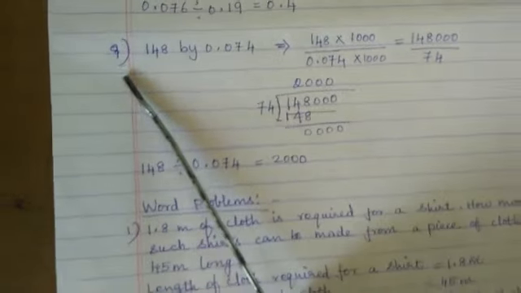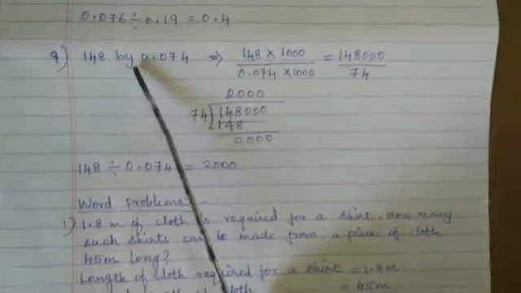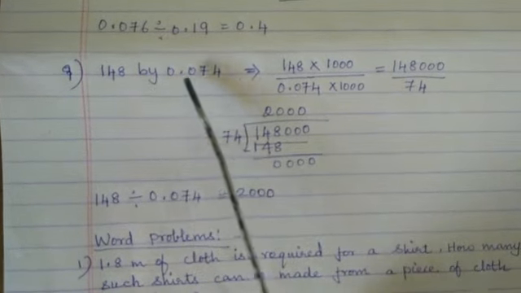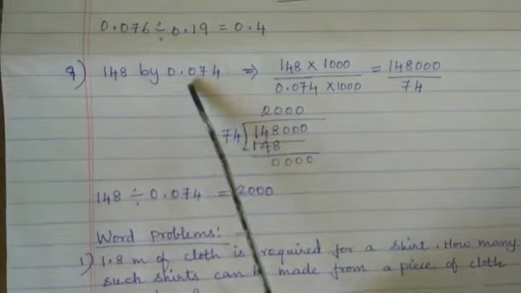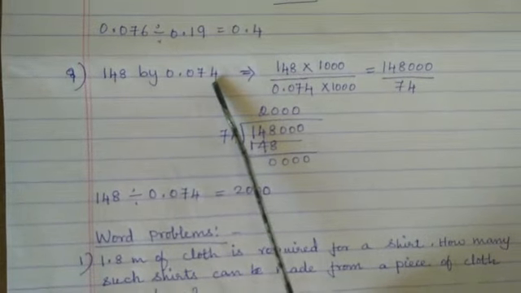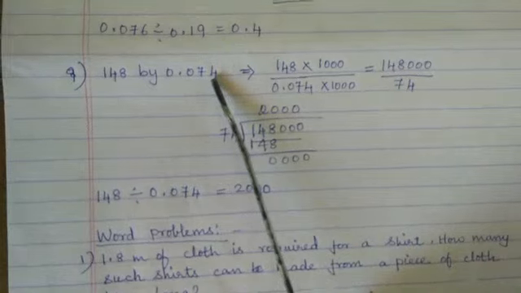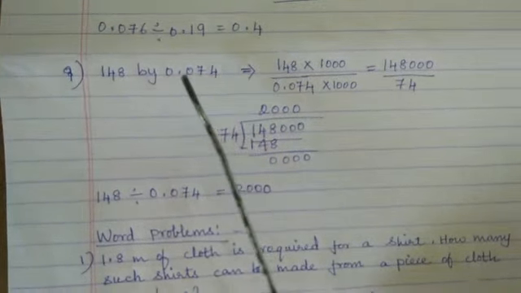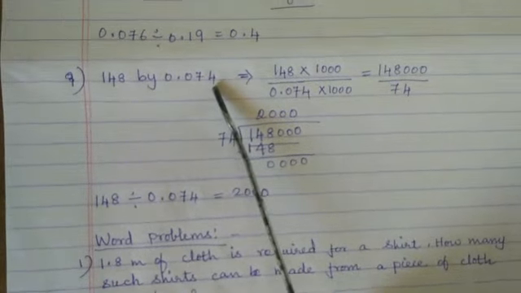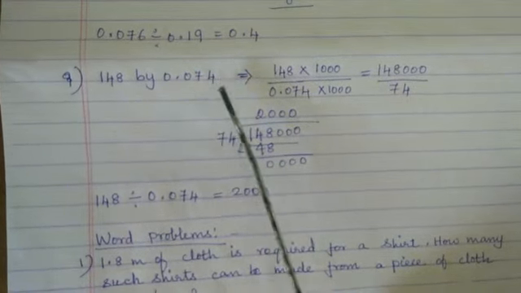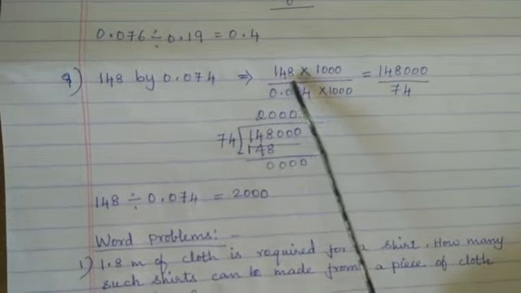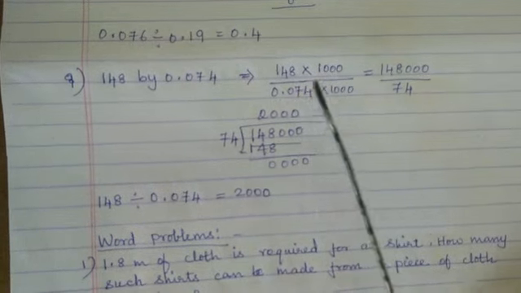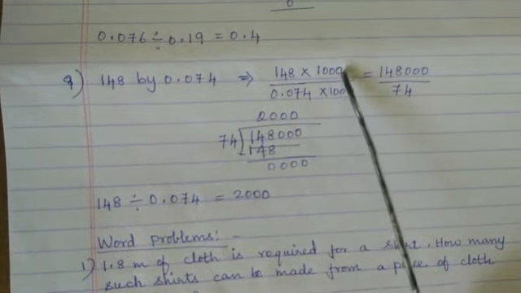Now move to the next question. 148 by 0.074, which is a whole number divided by a decimal number. Here the divisor should be a whole number, so we are converting this divisor into a whole number. The number of digits is 3, so we have to multiply this divisor by 1000. See the process here: 148 divided by 0.074, multiply both numerator and denominator by 1000.